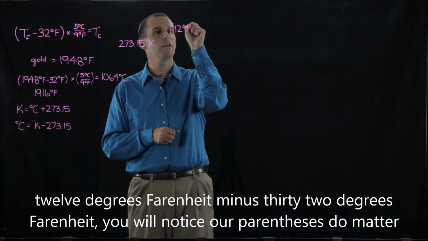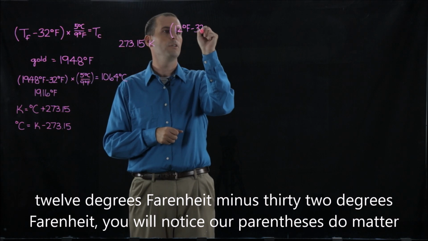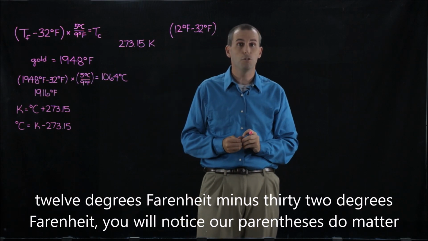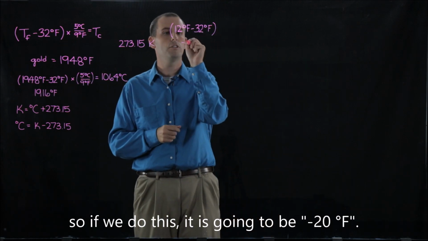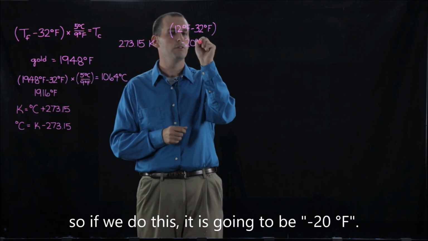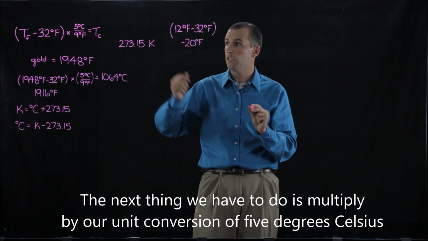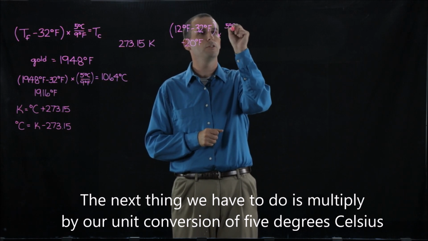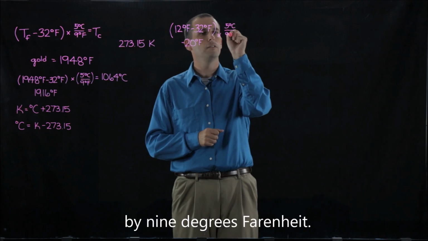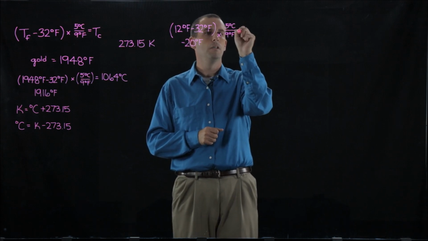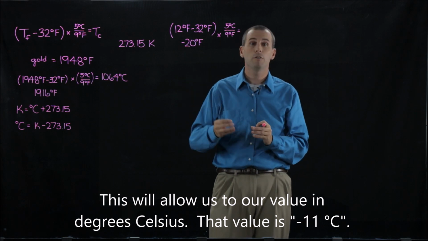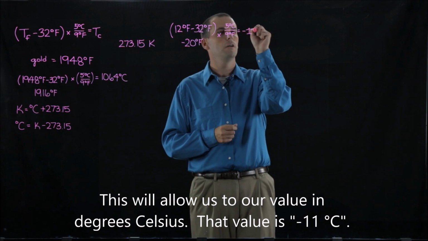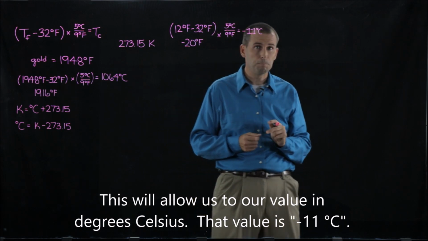12 degrees Fahrenheit minus 32 degrees Fahrenheit. If you'll notice, our parentheses do matter. So if we do this, it is going to be minus 20 degrees Fahrenheit. The next thing that we have to do is multiply by our unit conversion of 5 degrees Celsius by 9 degrees Fahrenheit. This will allow us to get our value in our degrees Celsius. That value is negative 11 degrees C.